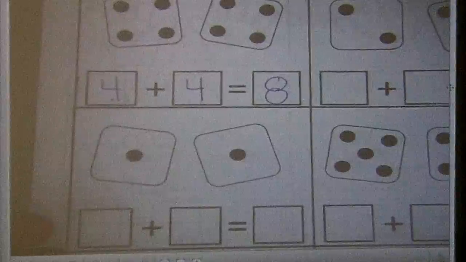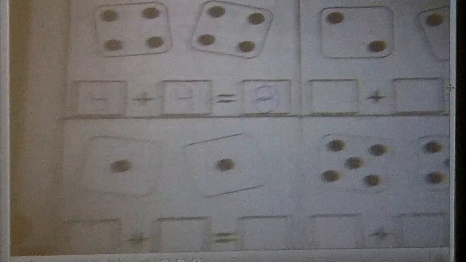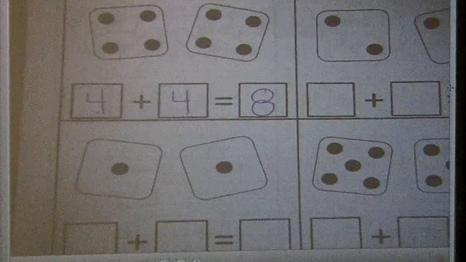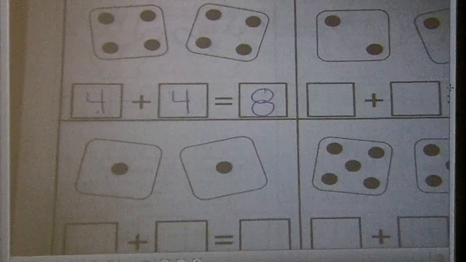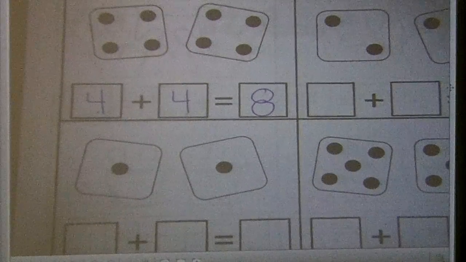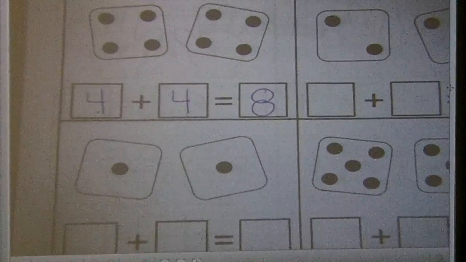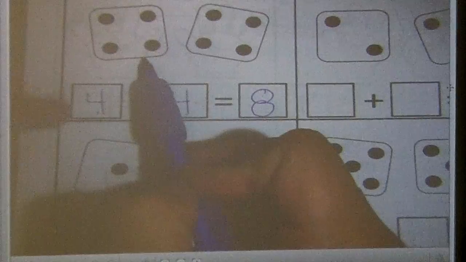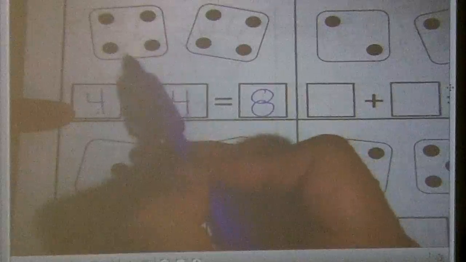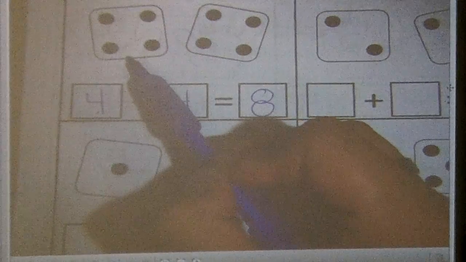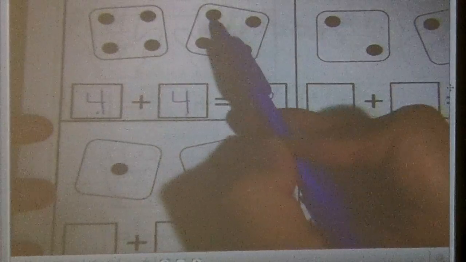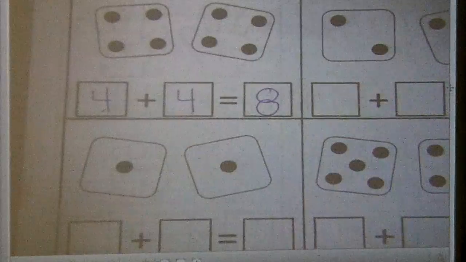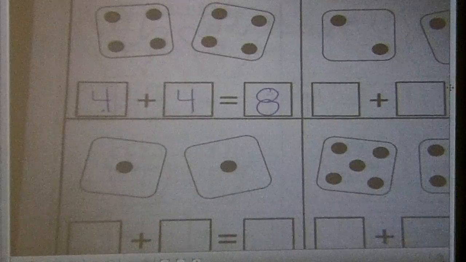Good. Did you have 8 as your answer? That is the answer I got. So let's check this together. I'm going to check this by counting all the dots and counting on. And if you did it another way, that is okay. So let's start here. We know that this one has 4. So we are going to take this as 4. And we're going to count on 4, 5, 6, 7, 8. Very good. 8 dots all together.